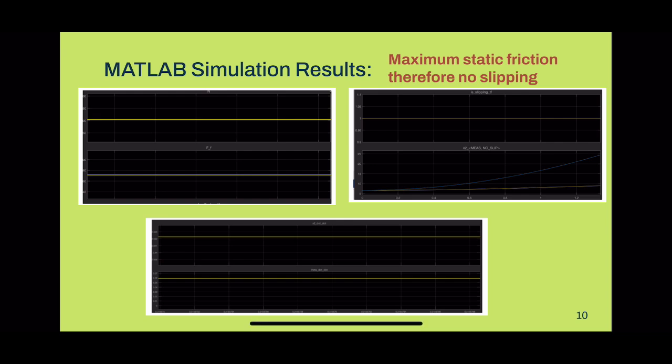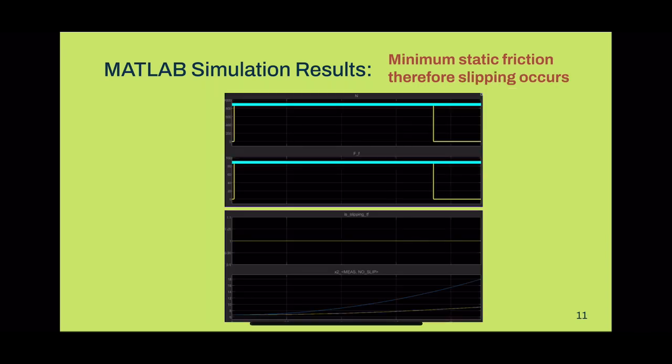We then used MATLAB to simulate various scenarios by changing the static friction between the minimum and maximum range. In doing so, we determined that this indicated whether the spool was going to slip or not.